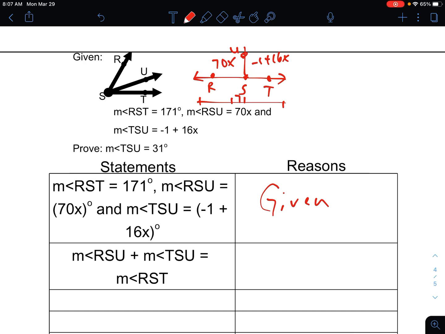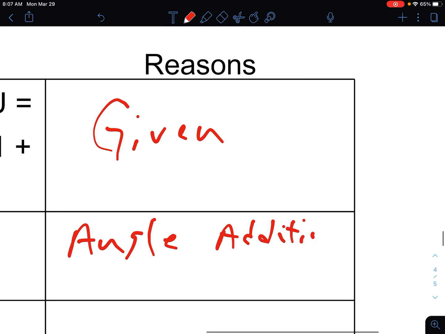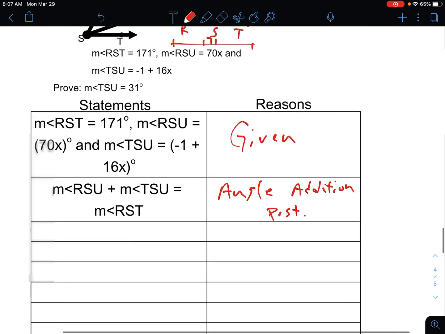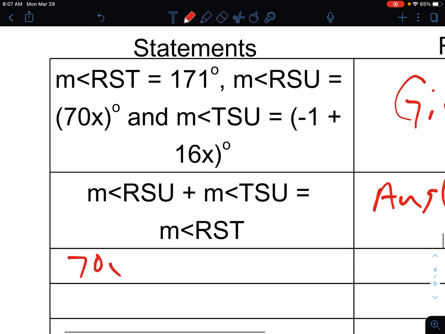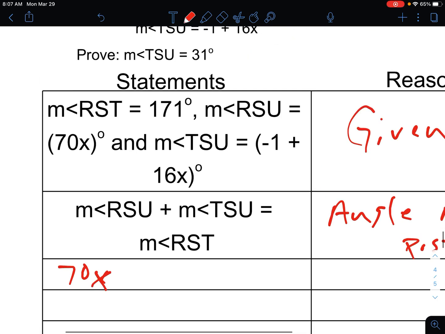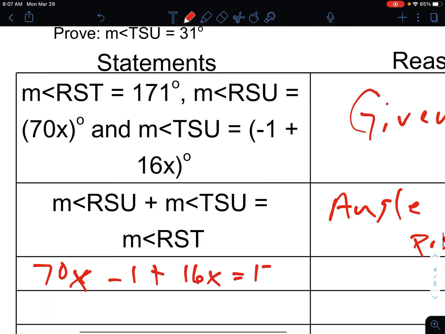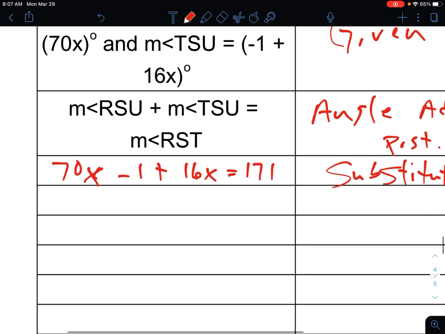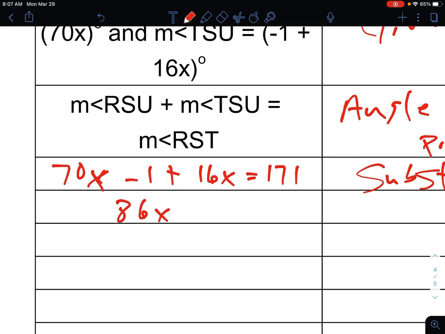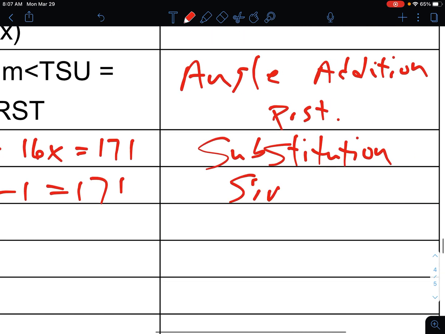The part plus the part equals the whole angle is the angle addition postulate. And then we would add all that up. So we would say 70x minus 1 plus 16x equals 171. And then it's substitution. Collect our like terms, so we're going to get 86x minus 1 equals 171. Now simplify.